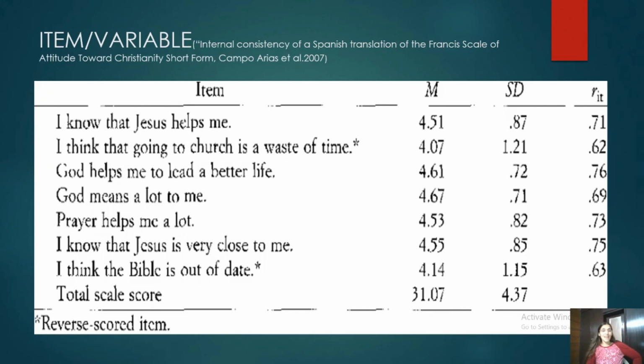ठीक है, तो मुझे क्या करना है, मुझे सिर्फ एक ऑथर को कोट करना है. मुझे कहना है आई यूज द religious scale of Campo Arias et al. 2007. This standard scale had 7 items, and these 7 items के आगे मैंने लगा दिया strongly agree to strongly disagree, which is 5 to 1 ranking, और मैंने उसको क्वेश्चनर में डाला और अपने सैंपल्स को दे दिया.